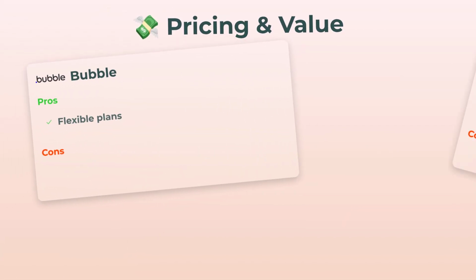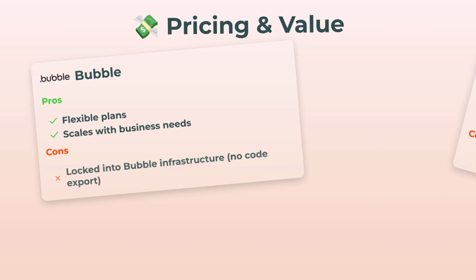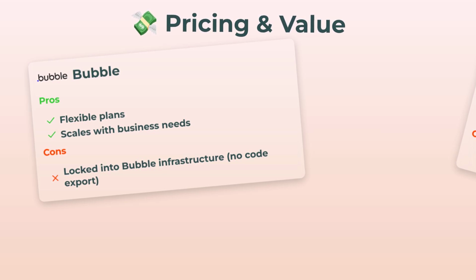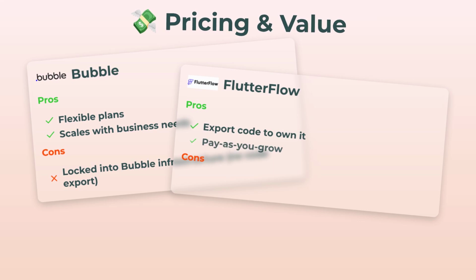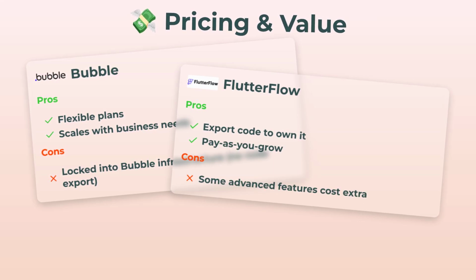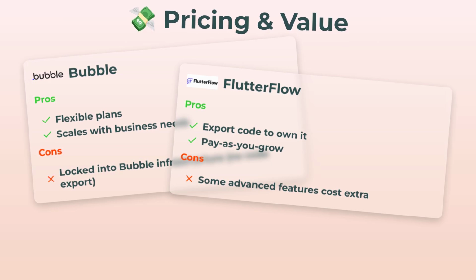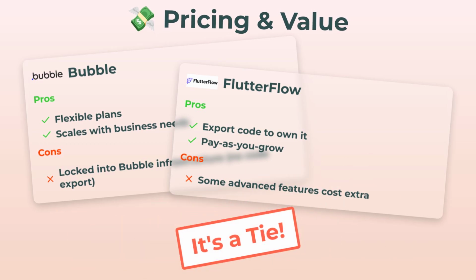Let's get into pricing and value. Bubble's got flexible plans that sort of scale as your business grows. The catch is, you're basically locked into Bubble's ecosystem, no way to export the code and run off somewhere else. FlutterFlow, meanwhile, lets you export your entire codebase, which is honestly a breath of fresh air if you don't want vendor lock-in. They've got pay-as-you-grow pricing, though some cool features need extra payments. I'd say it's neck and neck here, we're calling it a tie.